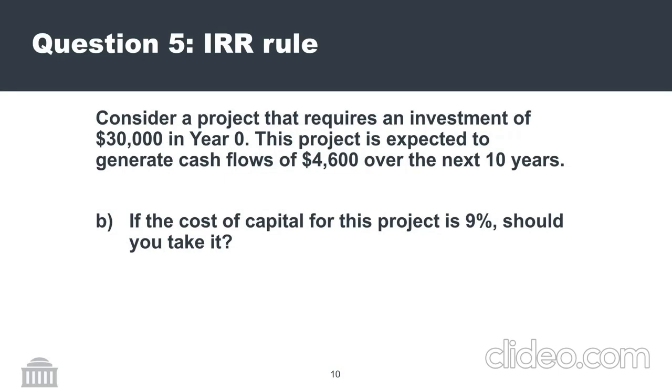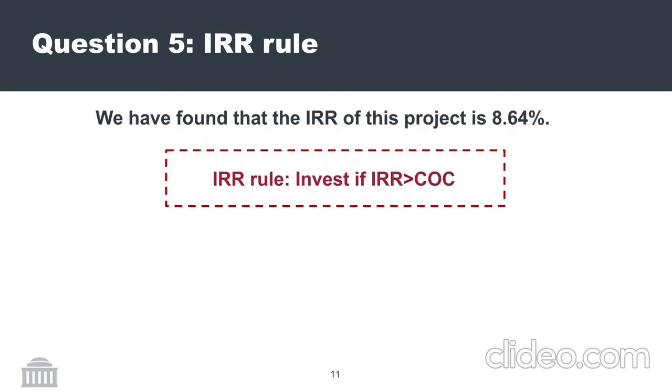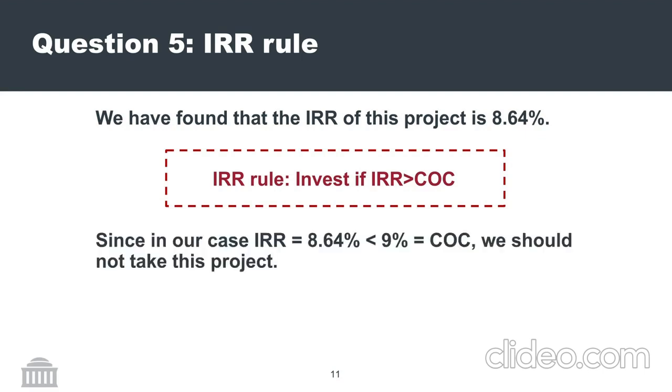The second part of this question asks, if the cost of capital for this project is 9%, should you take it? We have found that the internal rate of return of this project is 8.64%. Now, let's recall the IRR rule, which states we should invest only if the internal rate of return of a project is higher than its cost of capital. In our case, the internal rate of return of 8.64% is less than 9%, which is the cost of capital for this project. Therefore, we should not take it.